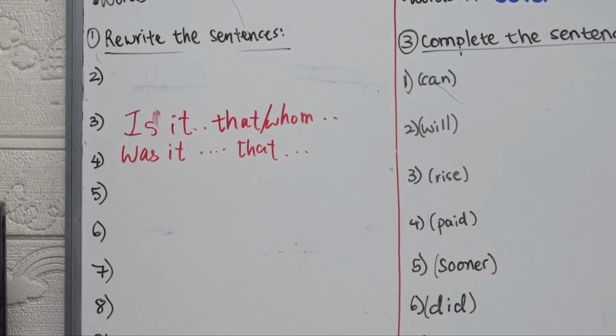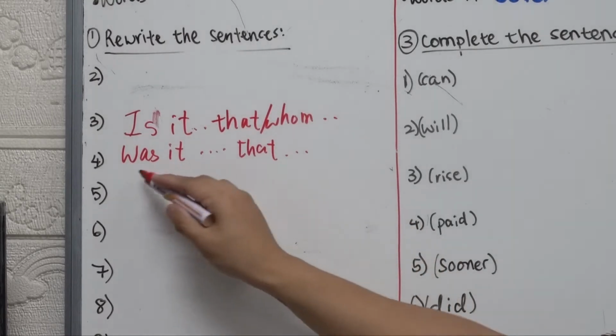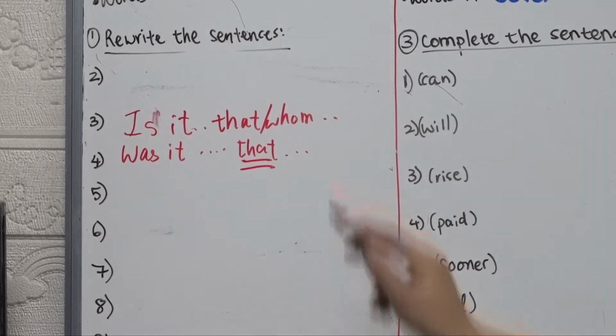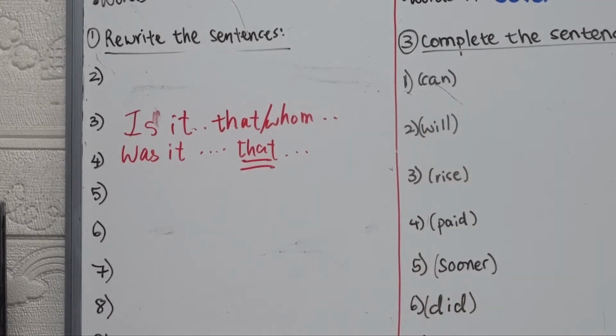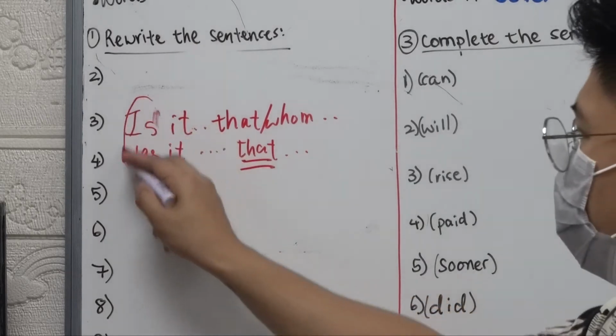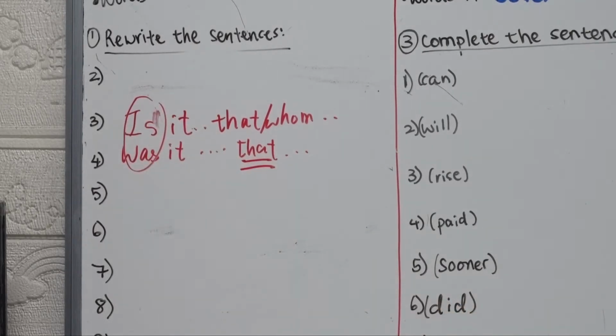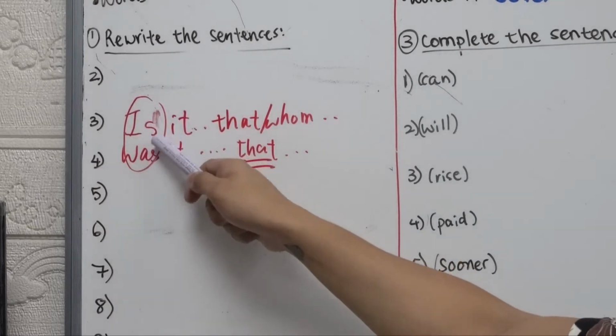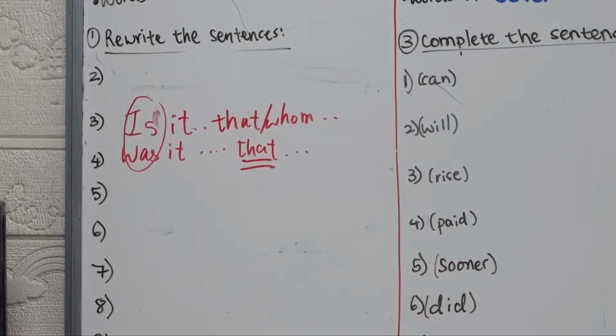So similar structure as the first one. If it's an object, was it the bicycle? We will use that. If it's a person, we can use that or whom. And depending on the situation, what tenses we should use, is it is or is it was. So these are the examples of the questions. You can see here that the only change from the first part is the position of the verb and the word it, or was, and it.